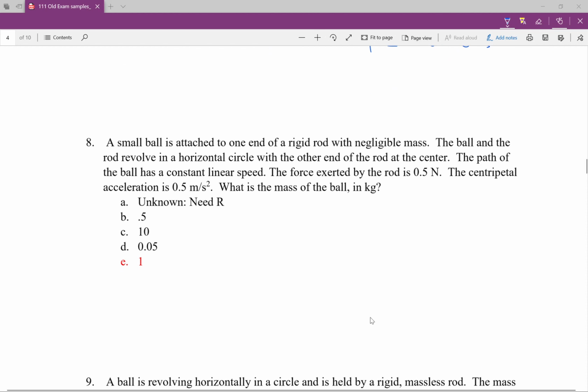For question 8, a small ball is attached to one end of a rigid rod with negligible mass. The ball and the rod revolve in a horizontal circle, with the other end of the rod at the center. The path of the ball has a constant linear speed, and the force exerted by the rod is 0.5 newtons. The centripetal acceleration is 0.5 meters per second squared. What's the mass of the ball in kilograms?